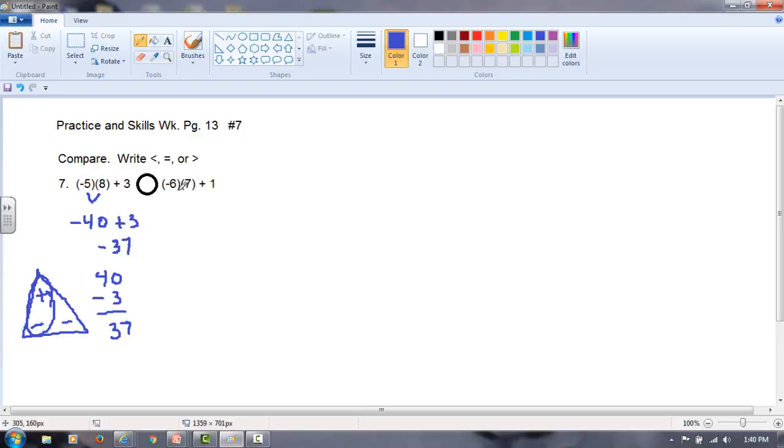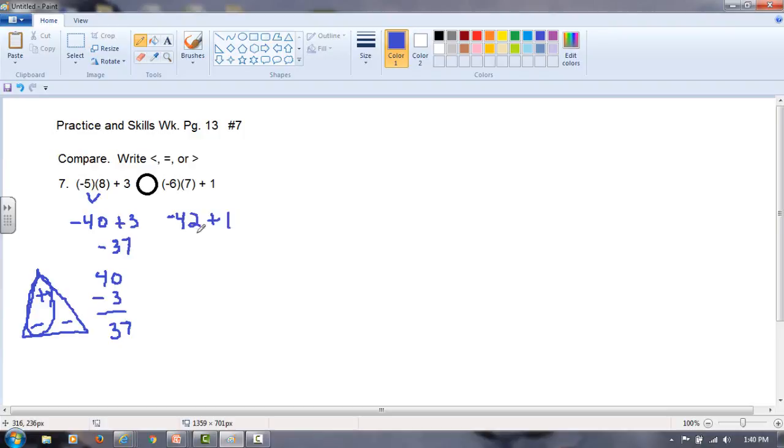Now on the right-hand side you have -6 times 7 plus 1. So again, multiplication comes first. So we're going to multiply -6 times 7. So 6 times 7, that'll get us 42. And then we have a negative times a positive. So I use my triangle over here and we get a -42. And then we're going to add the 1. So we have -42 plus 1.